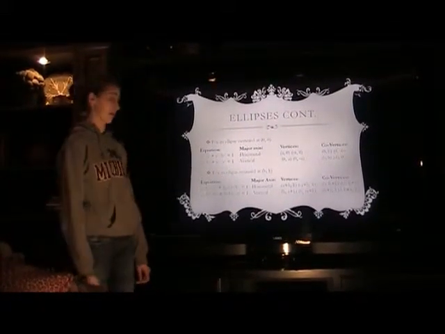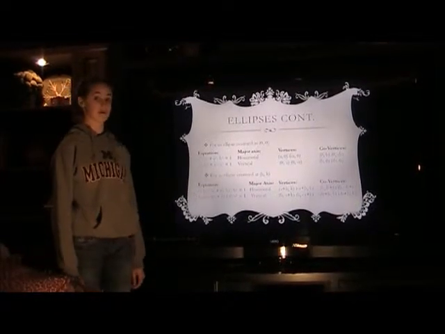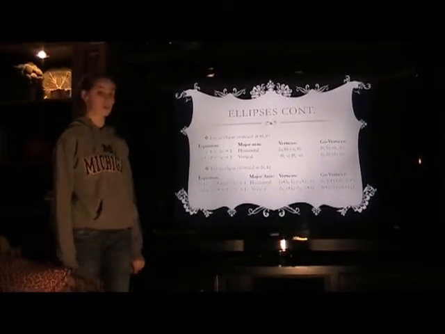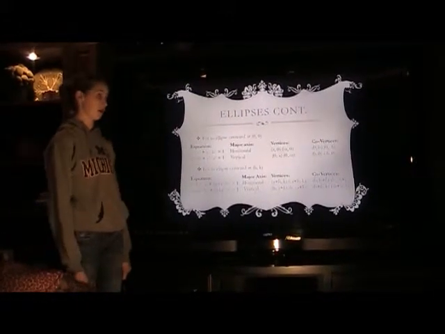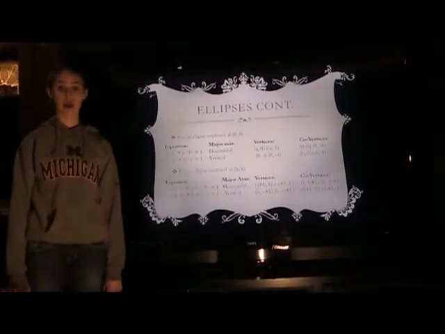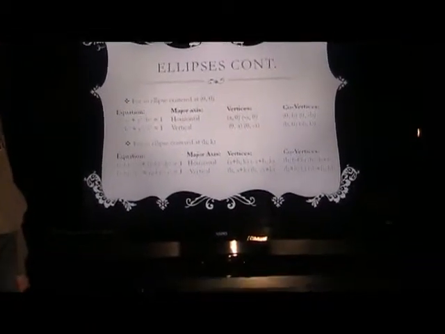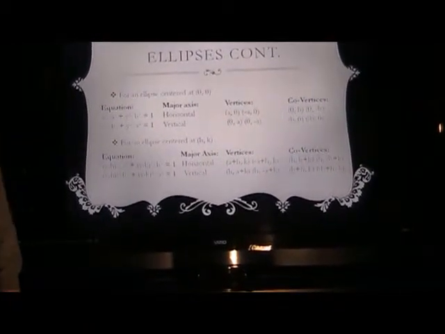0, negative b. If the major axis is vertical, the equation will be x squared over b squared plus y squared over a squared equals 1, with vertices at 0, a and 0, negative a. The co-vertices would be at b, 0 and negative b, 0.